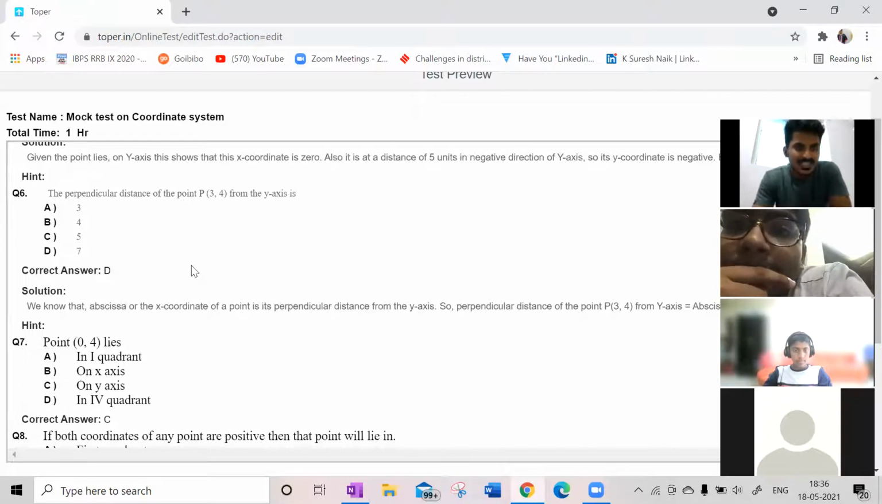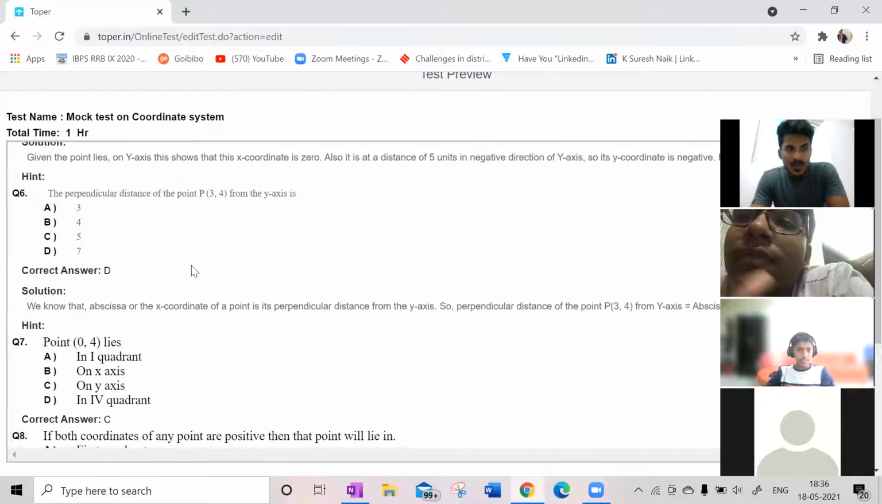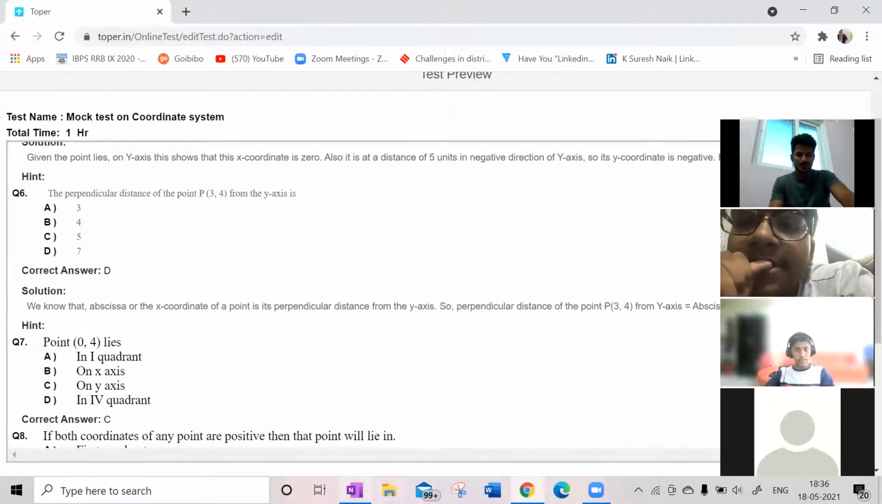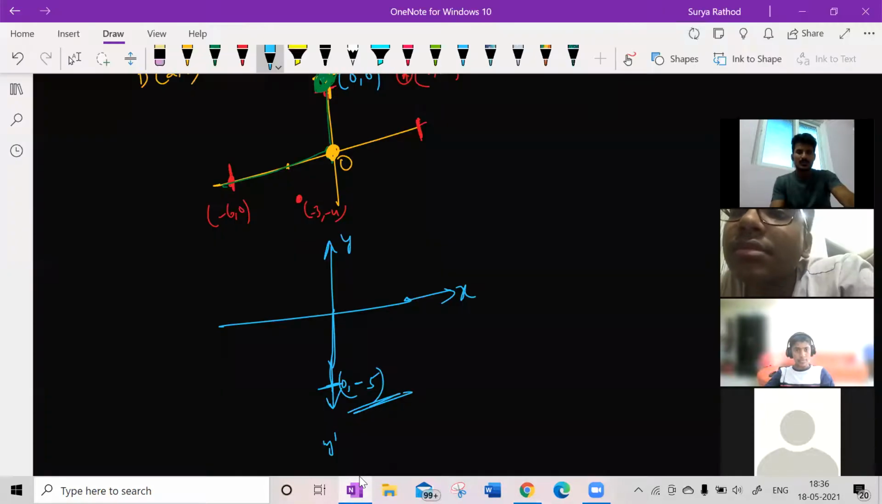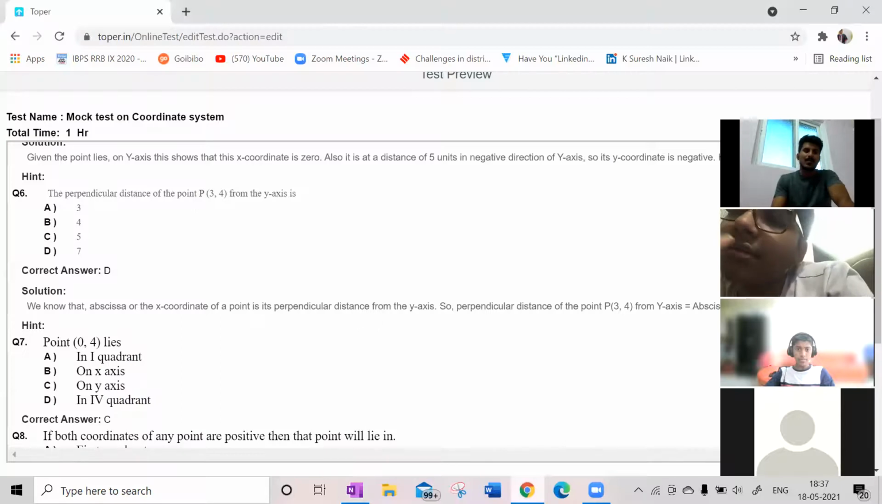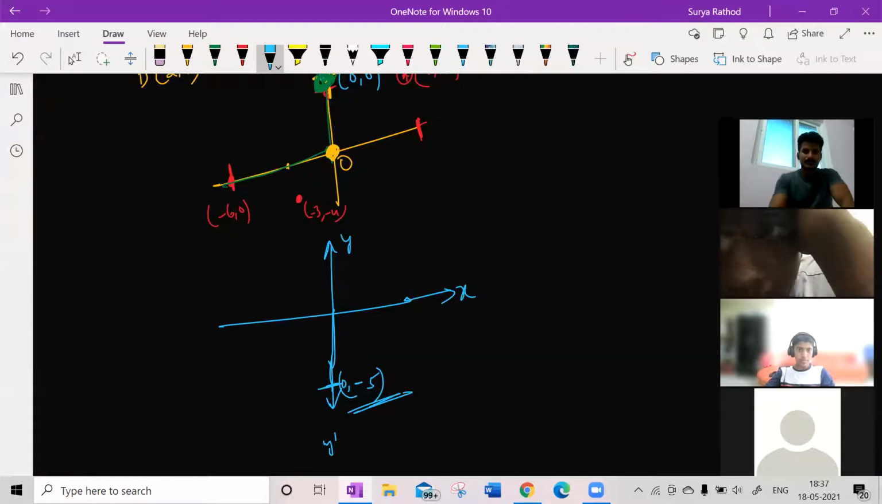The perpendicular distance of the point P (3, 4) from the y-axis. It should be 3, right? Exactly. But the actual answer they're showing is 7. One second. Perpendicular distance of the point (3, 4) from the y-axis.